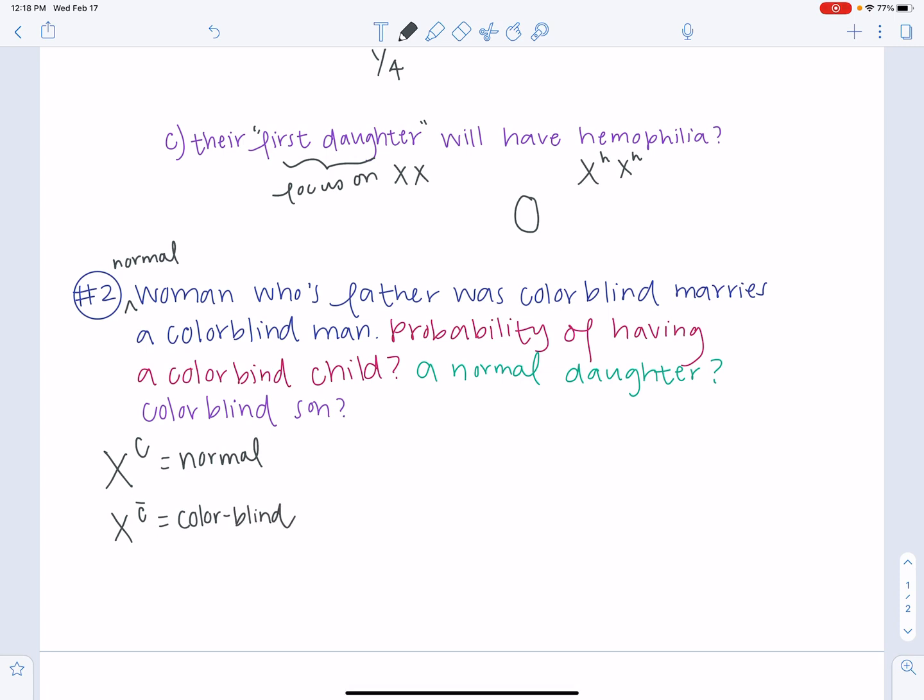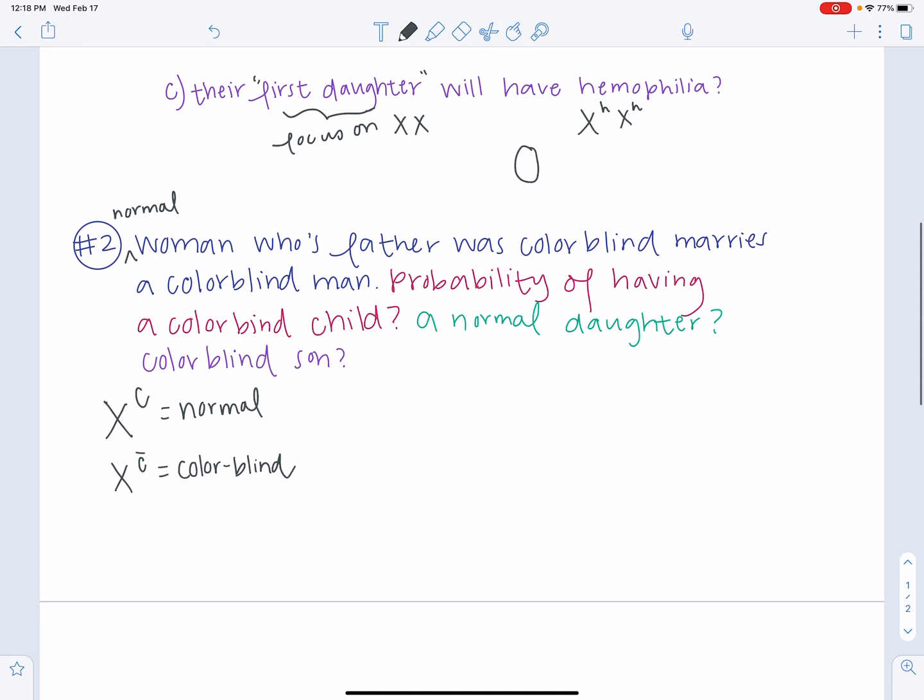When we're talking about the genotypes of our parents, we have a woman who's normal, so that means she has at least one dominant allele. But since her father was colorblind, he gave her a recessive allele. She's marrying a colorblind man, so we know that he is XY, and since he's colorblind, his only X chromosome carries the recessive colorblind allele. So then let's make ourselves our Punnett square.